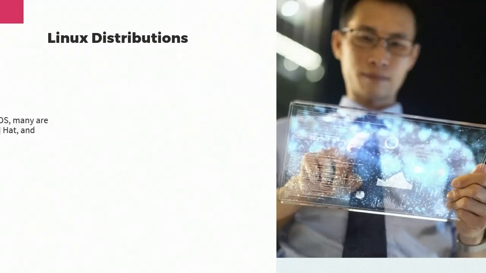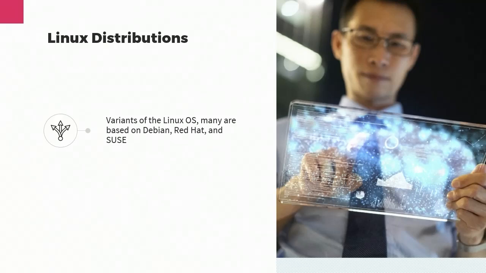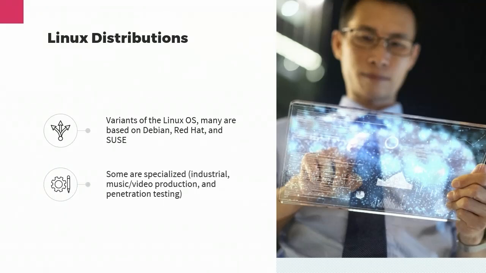In the Linux world, Linux distributions are really just variants of the Linux operating system. And many of them are based on some core Linux distros such as Debian, Red Hat, and SUSE. Over time, this has evolved to the point where there are many, many specialized Linux distributions for special case use. For industrial usage, for music and video production, for cybersecurity penetration testing, and so on. If you've got a specific requirement and you want to use the Linux OS, whether it's security monitoring for video surveillance systems or music recording and production in a studio, you will find a specialized Linux distribution specifically for that.